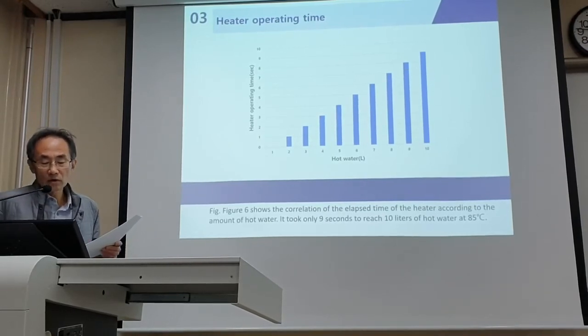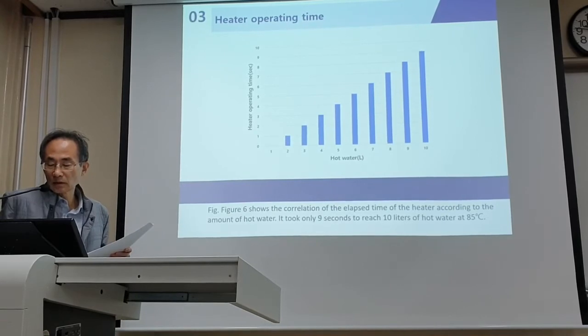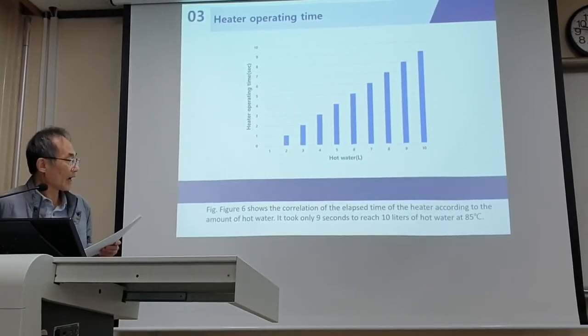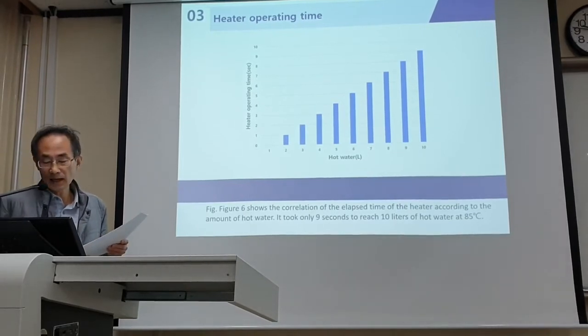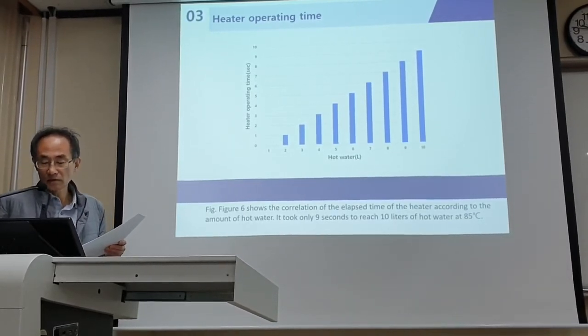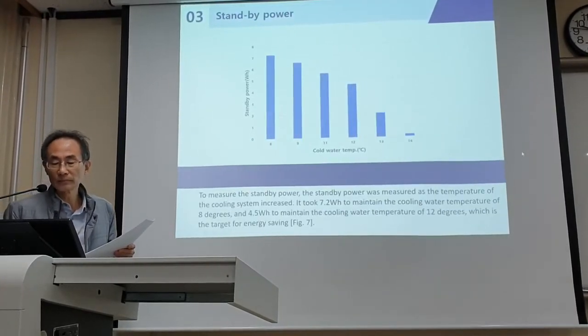This shows the elapsed time of the heater according to the amount of hot water. It took only 9 seconds to reach 10 liters of hot water at 85 degrees.